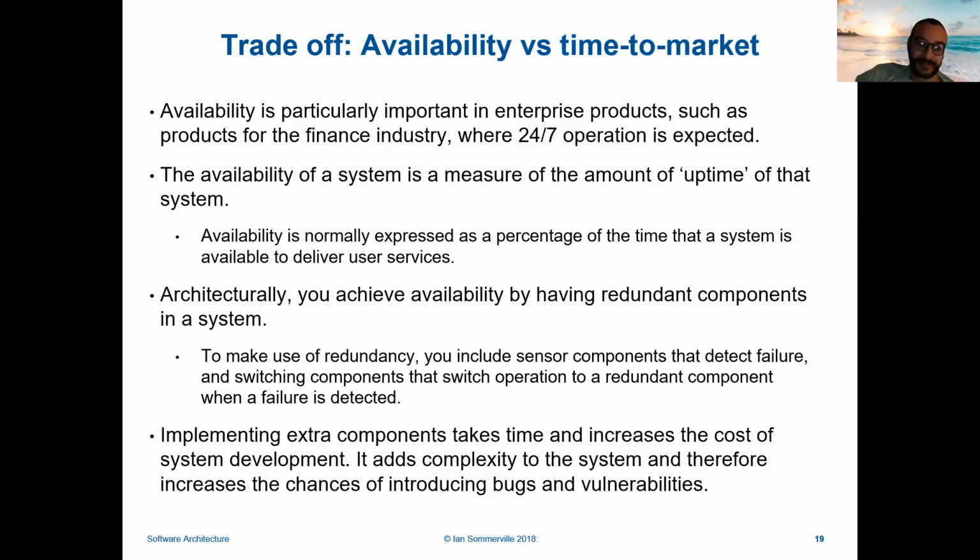If anybody doesn't know what RAID is, RAID is just a way of having disks connected in parallel so that, well, there are different types of RAID. But the point is, they had a system where I pulled a disk out of the machine and it had no effect, and I could put it back in because there are redundant disks. But you have to have a sensor to notice that this disk is no longer accessible, and use the other disk. Implementing extra components takes time and increases the cost of the system. It adds to the complexity of the system and therefore increases the chances of introducing bugs and vulnerabilities. In other words, redundancy can cause errors and vulnerabilities. You now have one more system to protect.